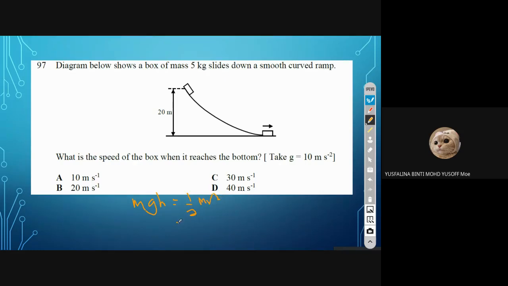So you can find the speed here, because the kinetic energy has the velocity inside the formula. So m is 5, g is 10, h is 20, and on this side half m is 5, v square you want to find. Then you just solve the equation here. So you got 20. So the answer is B. Alright, let's move on to the next question.